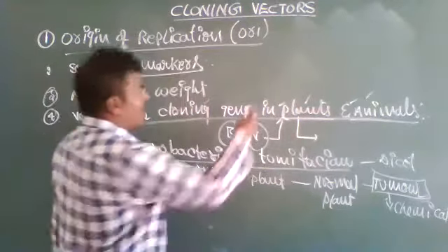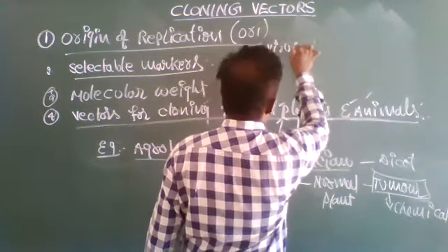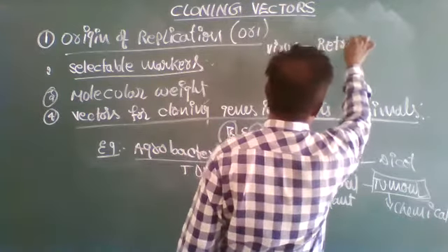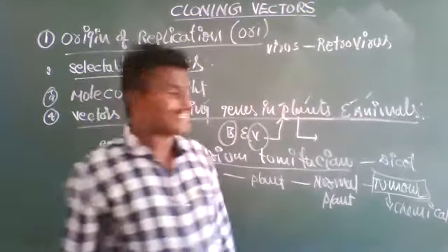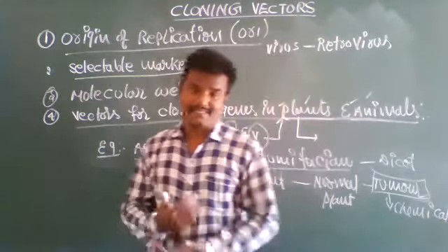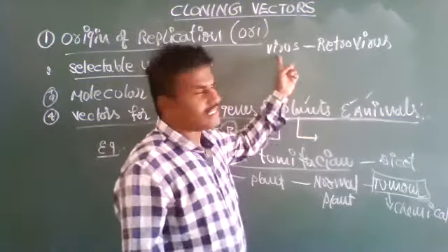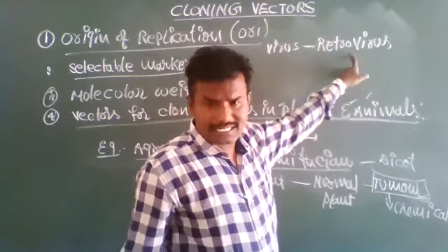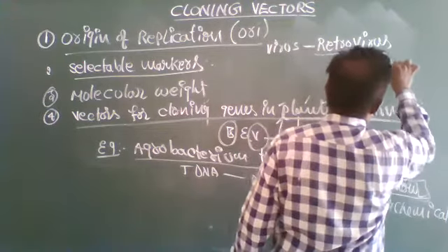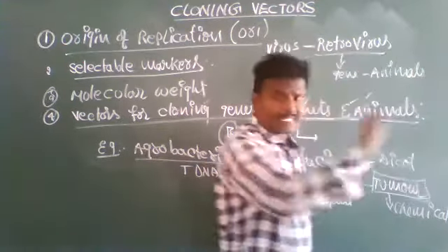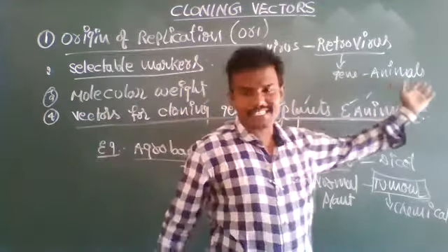And one more virus, apart from the bacteria we have seen, that is retrovirus. This enters into animal cells and converts normal cells into cancerous cells. How? The retrovirus inserts its gene into the animals. In the animals, normal cells are converted into cancerous cells and cause diseases.